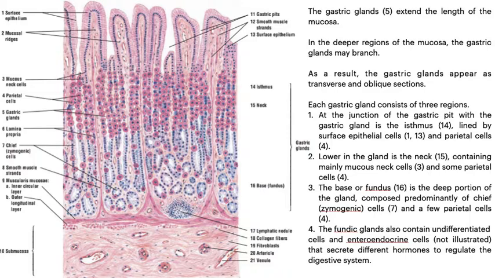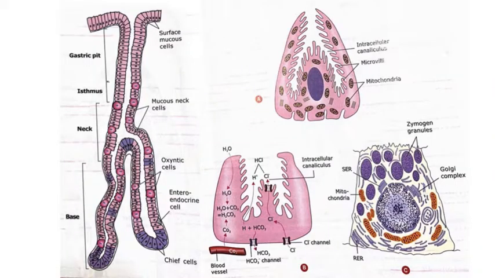Now I just want to show you, right, so I hope this is clear to you. This is one gastric pit. This is the isthmus with a few columnar cells and a few parietal cells. Then we have the neck containing the mucous neck cells secreting the mucus, with scattered parietal cells, and the base will contain the zymogenic cells and the enteroendocrine cells.